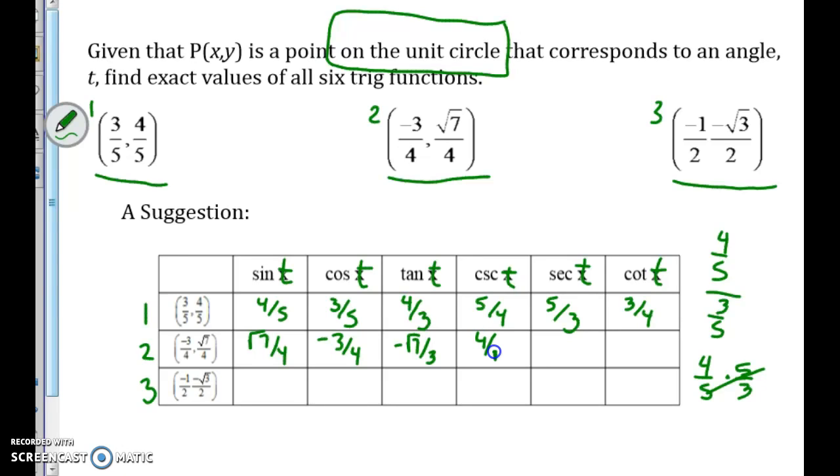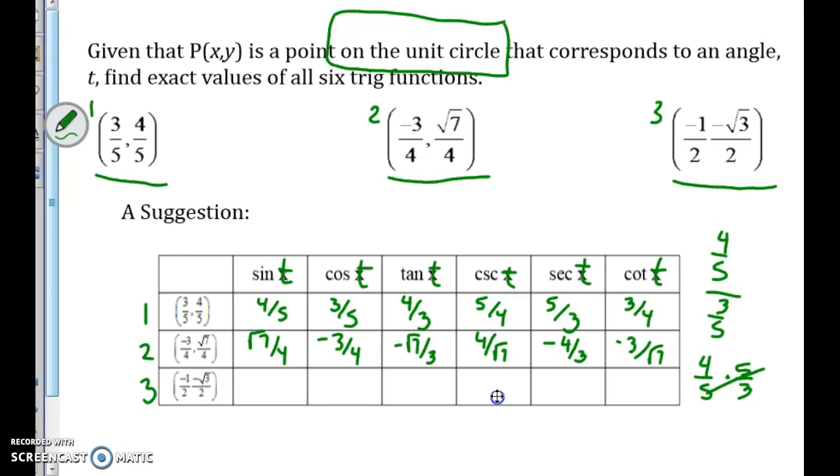square root of 7. Now your book may rationalize this denominator and get 4 radical 7 over 7. Not concerned about that. You're fine leaving it that way. Secant is the reciprocal of cosine, so that would be negative 4/3. And then the reciprocal of tangent would be negative 3 over the square root of 7.